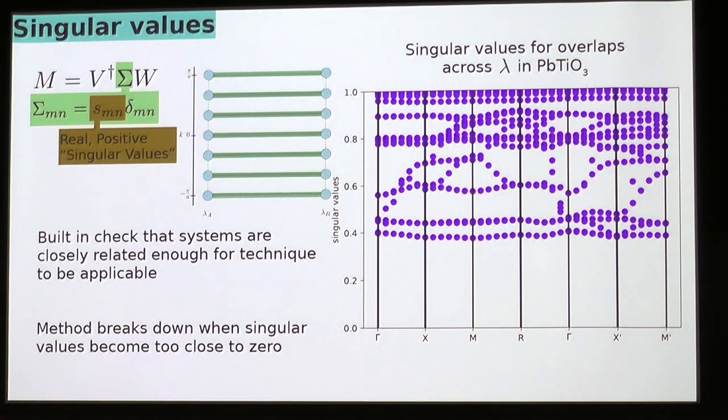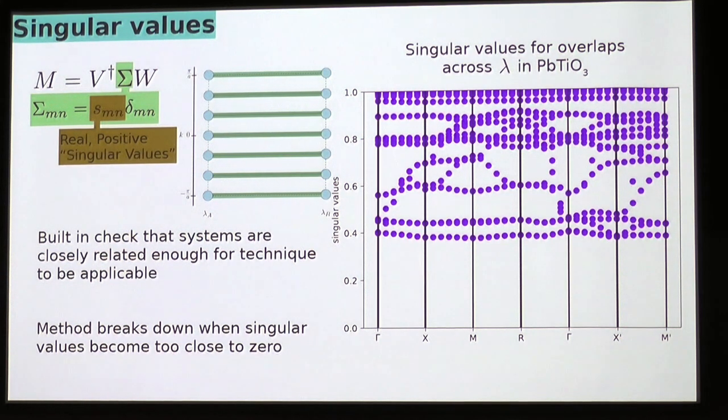So I'm just taking the overlaps from structure A to structure B, like up to down at the moment. That's what this picture is showing as I go from one structure to the other. For each k point, I take the overlap with the corresponding k point in the other structure, and do this singular value decomposition.